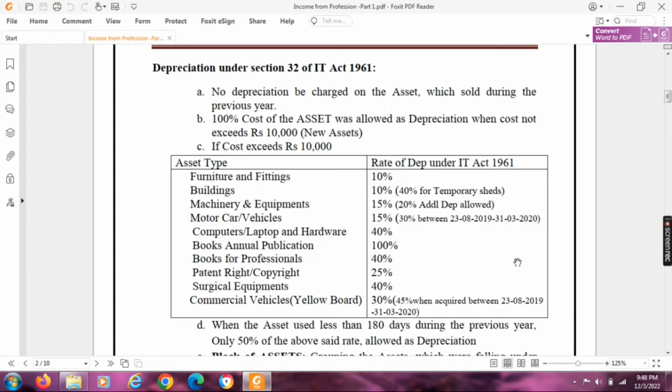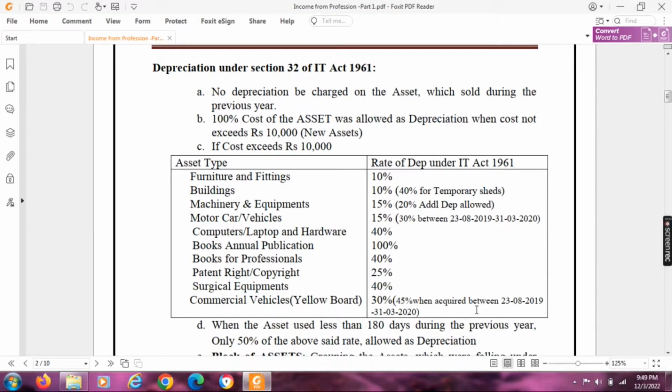Computers, laptops and hardware 40%. Books, annual publications 100%. Books for professionals 40%. Patent right, copyright and know-how 25%. Surgical equipment 40%. For commercial vehicles, that means those doing business with vehicles, yellow board, travels board, they can adopt 30%. One loop is there: 45% when the vehicle is acquired between 23rd August 2019 and 31st March 2020. These are all the important rates prescribed for the students' purposes.